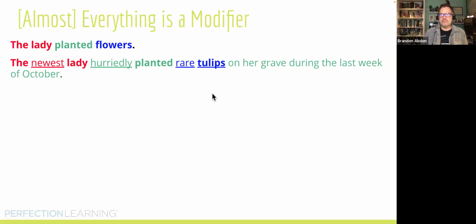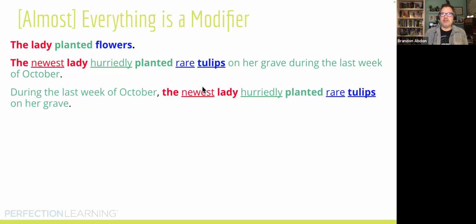Hurriedly planted, rare tulips, and then this is green because it's telling me where she hurriedly planted them. Some of you might call this a prepositional phrase, and so on. Well, what's interesting is then you take the same details and move them around like this. So I want you all in the chat to tell me, what do you think is different? Not just that I moved something, like the fact that some of the details are moved around. How do you think that changes what we're being told?